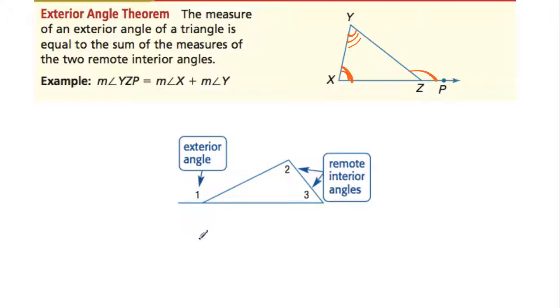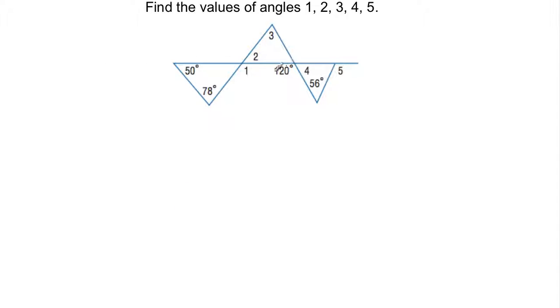So here, yet again, we know that the measure of angle 1 is going to be equal to the measure of angle 2 plus the measure of angle 3. So don't focus too much on the words, but definitely know the pattern, know what this looks like. This is really helpful for us for solving questions like this. So we want to find the measures of angle 1, 2, and 3, and 4 and 5.